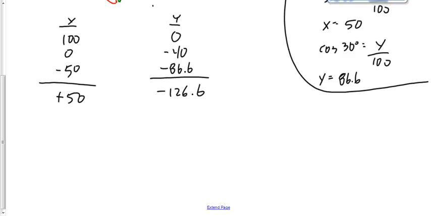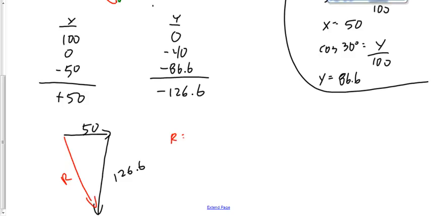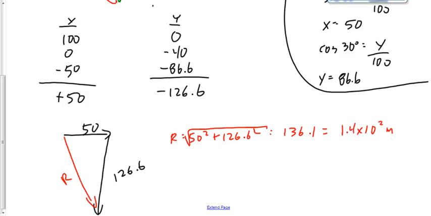So that is positive 50. So it's 50 to the right, 126.6 down. The value of R would end up being the same, but you're going to see in a minute the direction wouldn't be the same, and that's important. So we're going to say R is equal to the square root of 50 squared plus 126.6 squared. Matt, did you get an answer for that? I don't think it should be 126, it's 136.1, which we got to round to 2 digits. We're going to say 1.4 times 10 to the 2 meters.